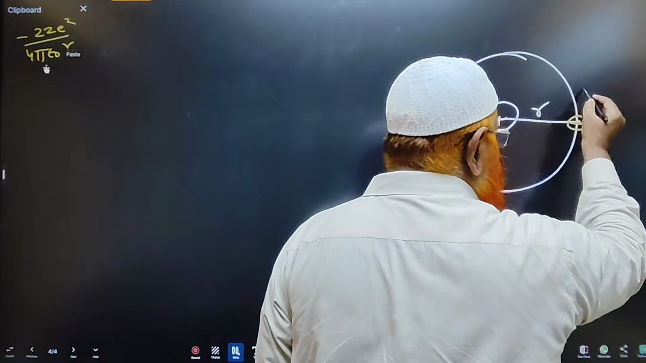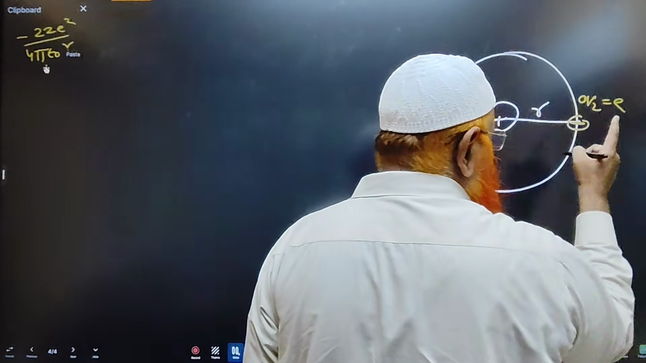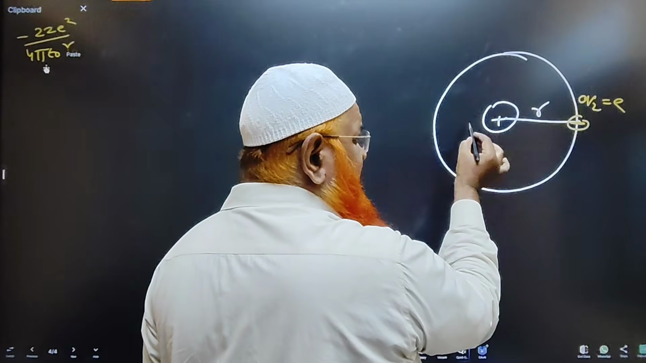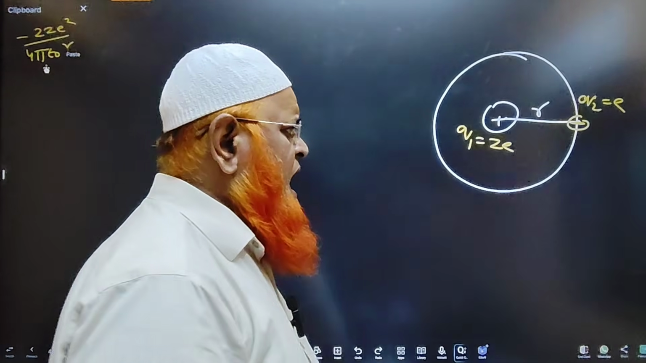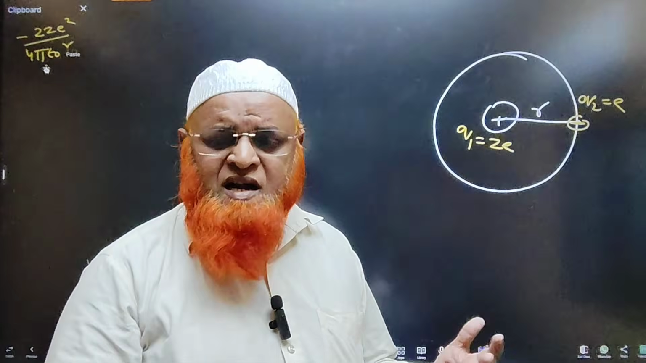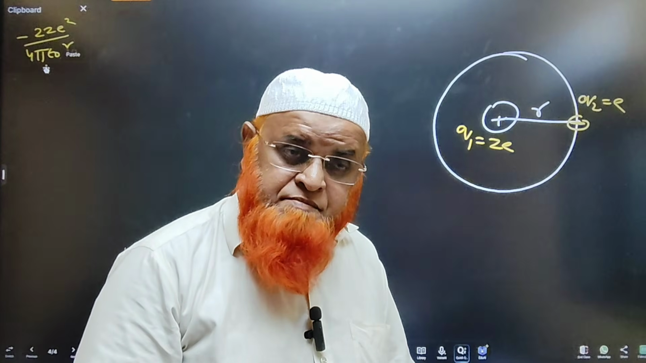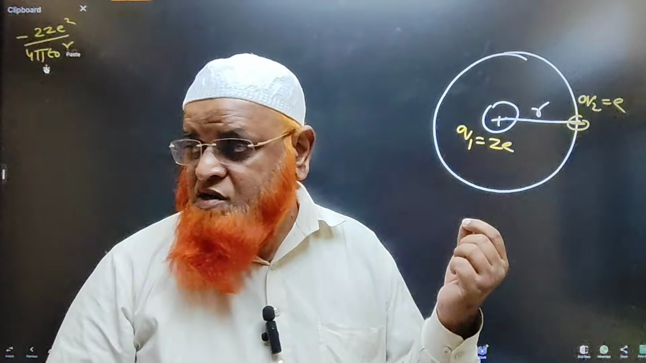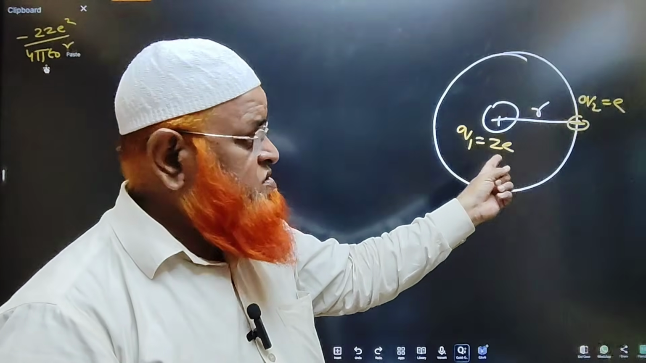The charge on the electron is taken as Q2. If you imagine, the charge on a single electron is Q2, and the charge in the nucleus is taken as Q1, which is Z into E. I didn't take hydrogen. I have taken any atom, I don't know the atomic number of that atom. Z is the atomic number, so Z into E.